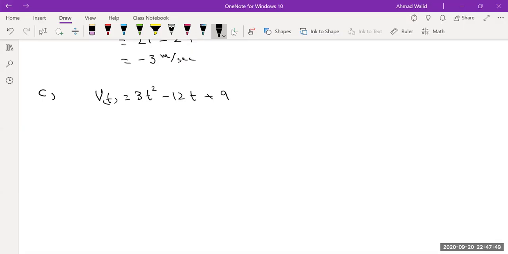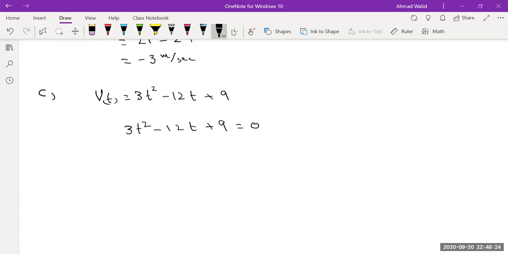When the particle is at rest, what does it mean? It means when your object is not moving. When it's not moving, it means your velocity is 0, correct? It means this function you should make equal to 0. 3t squared minus 12t plus 9 equals 0. This is the time that the object is not moving, correct? It has no velocity.